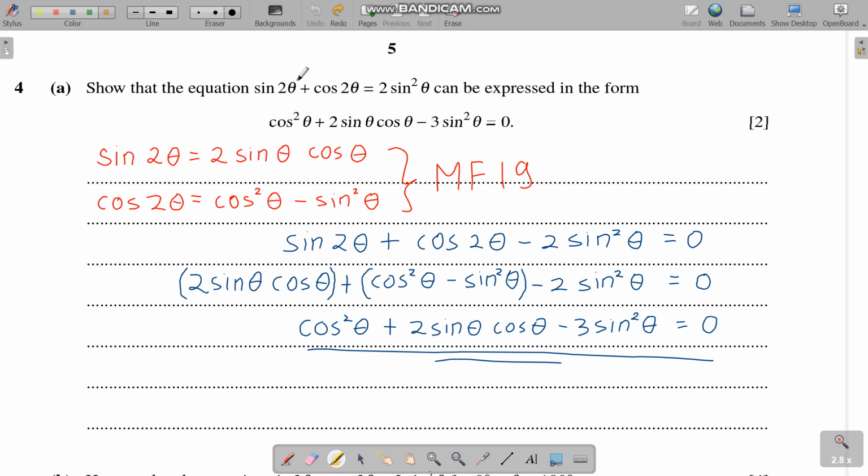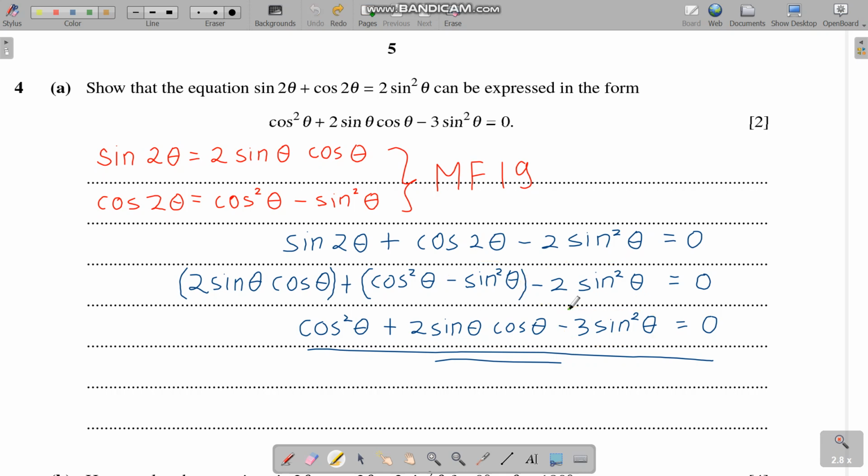And since, as you can see, the angles we are dealing with have 2 theta, and in the equation we need to prove we only have theta, of course we have to use the double angle formulas. So instead of sine 2 theta, we use 2 sine theta cos theta, and we replace the cos 2 theta with cos squared minus sine squared. And from here it's supposed to be obvious because minus sine squared minus 2 sine squared is minus 3 sine squared. So we get what we need to prove.